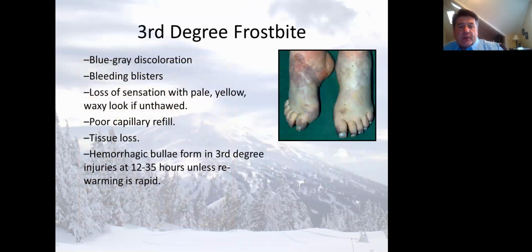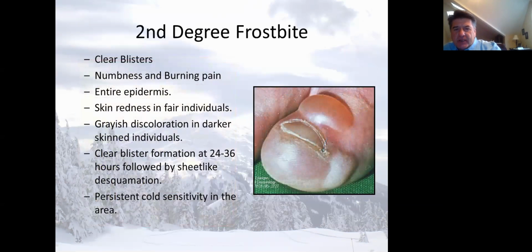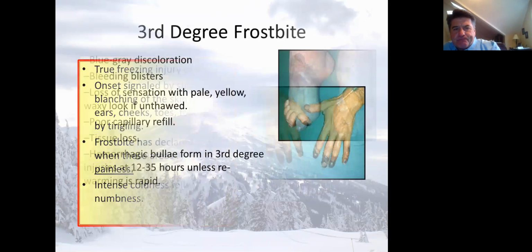Third degree frostbite. One more in between, if I can talk about frostbite. We talked about second degree frostbite with clear blisters. There is, as second degree can progress to blood-filled blisters, and these can go over joints, etc. So those are also possible in frostbite.